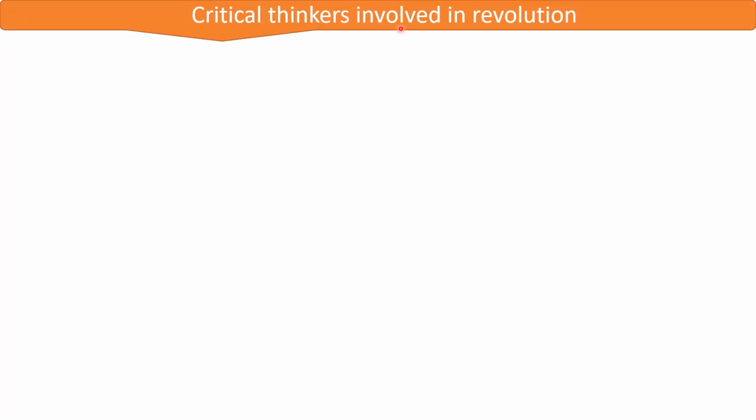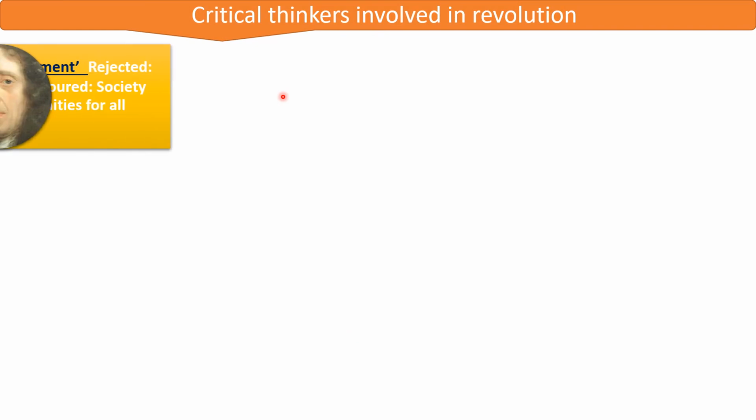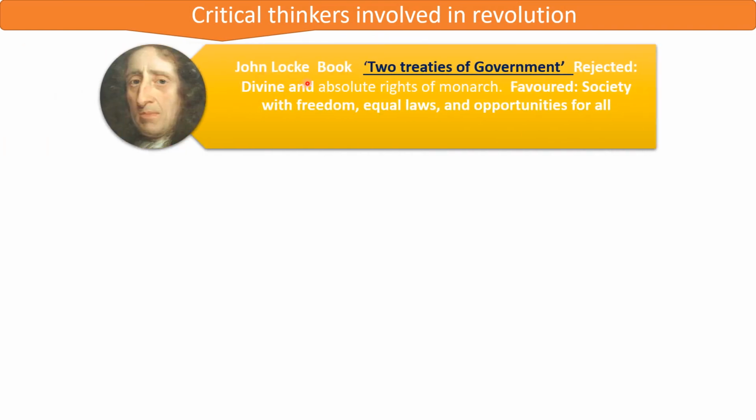Critical thinkers involved in the revolution. John Locke wrote a book, Two Treatises of Government, in which he rejected the divine and absolute rights of the monarch and favored a society with freedom, equal laws, and opportunities for all.